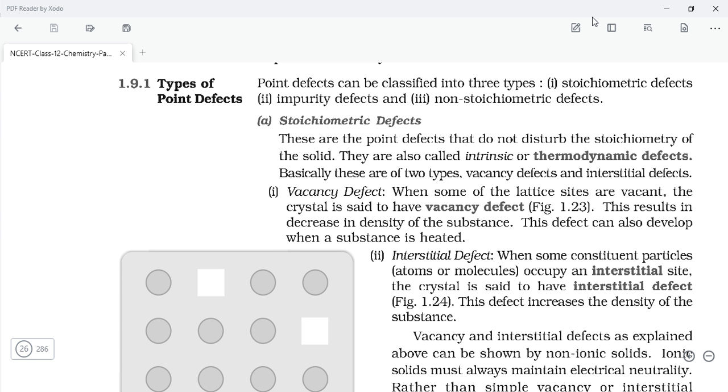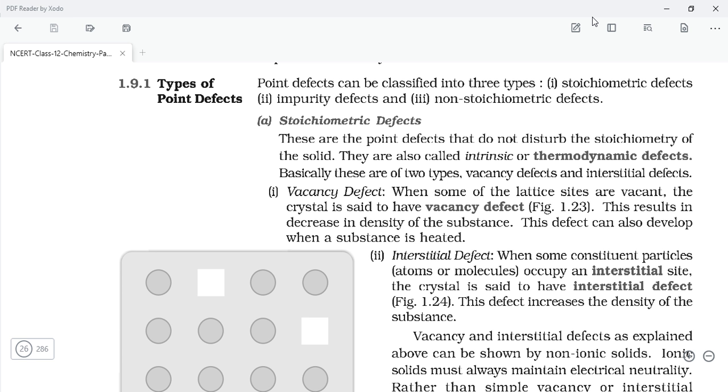This results in a decrease in the density of the substance. Obviously, if there is more gap between the atoms, then there will be more vacancy, and the mass will decrease, and that will decrease the density of the substance.